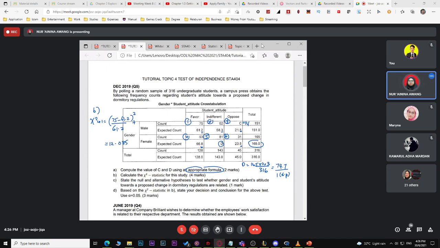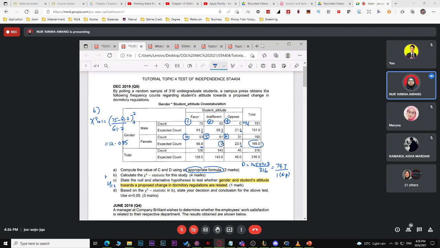And then for C, state the null and alternative hypothesis to test whether gender and students' attitude towards a proposed change in dormitory regulation are related. Okay, so make sure when you write your hypothesis, this should be your H1.